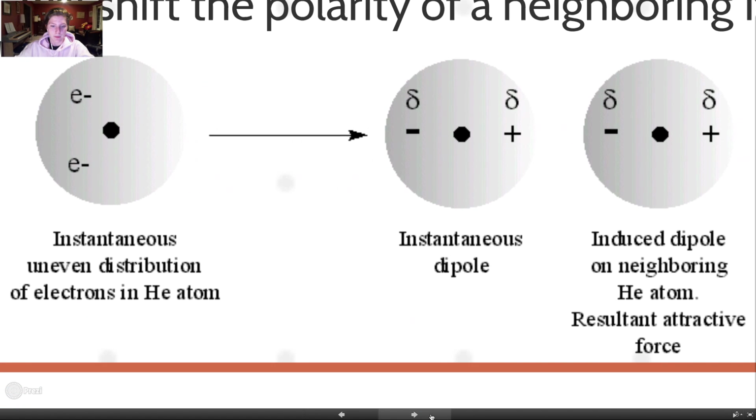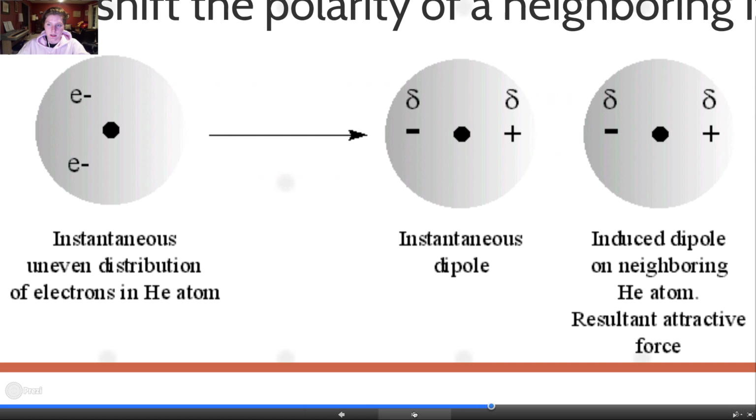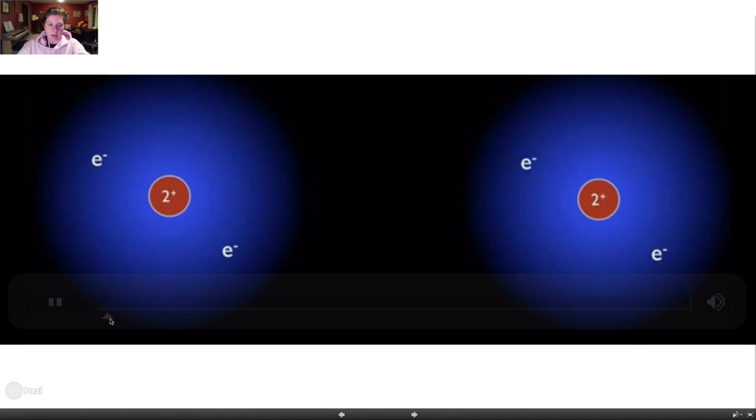And this is an example with helium. So it's regular here, and then what's going to happen is an instantaneous dipole where you have a partial negative and a partial positive. And here's another helium atom, and when they come together, this positive guy gets attracted to this negative and repels this other positive. Same thing happens with the negative, they repel. And there's an attractive force between the positive and the negative.